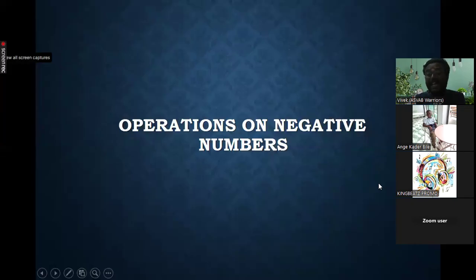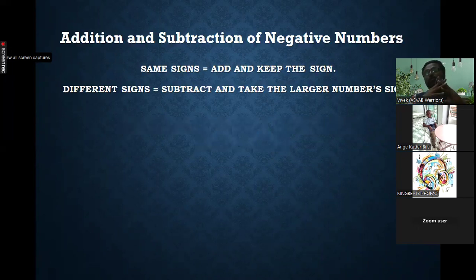Operation on negative numbers. So guys, those of you who are having trouble with addition, subtraction, multiplication and division of negative numbers, focus on these few rules. There will be hardly 4 or 5 rules. If you understand those rules, you will never have any problem in your life regarding negative numbers.